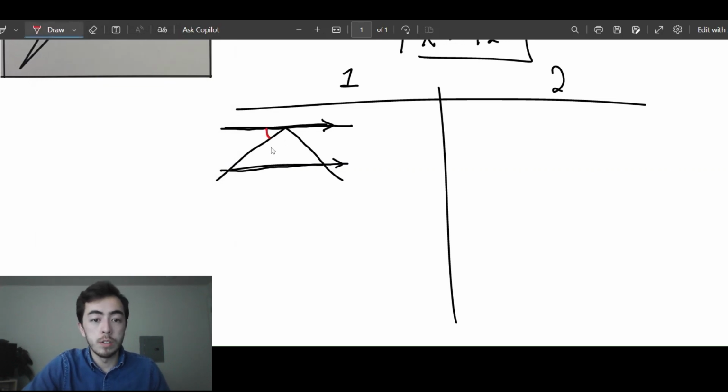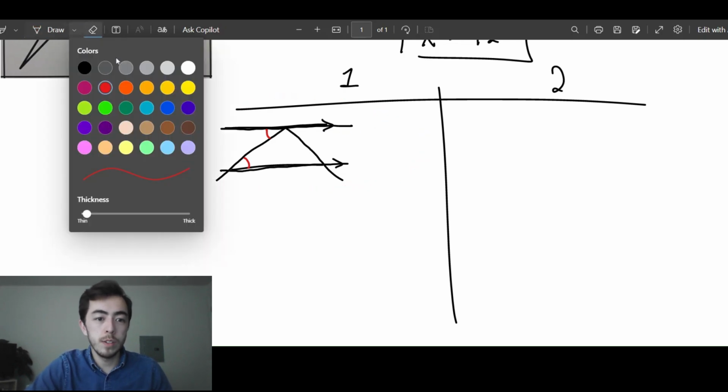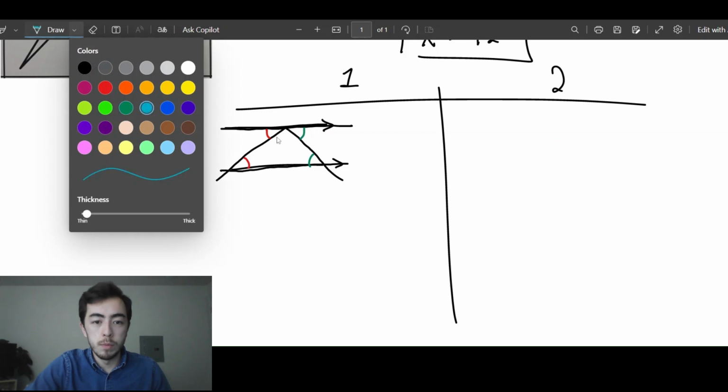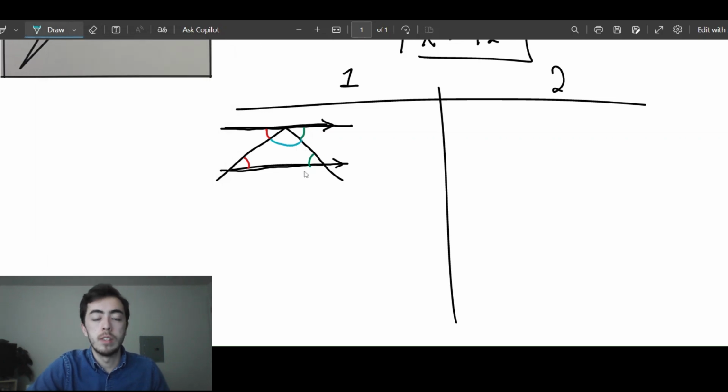These are going to be alternate interior angles. The alternate part is because they're on alternate sides of the transversal, and the interior part just means that they are on the inside of my parallel lines. And alternate interior angles are always congruent when you've got parallel lines here and here. And so I think we're going to have another pair of alternate interior angles here and here. And then finally, I'll just color this middle one in blue.